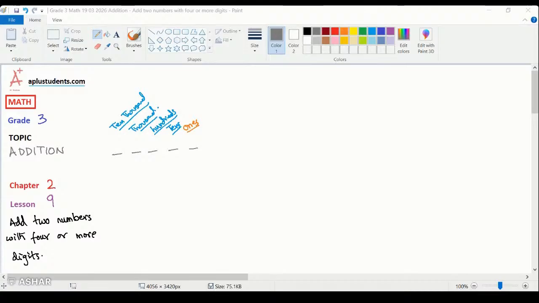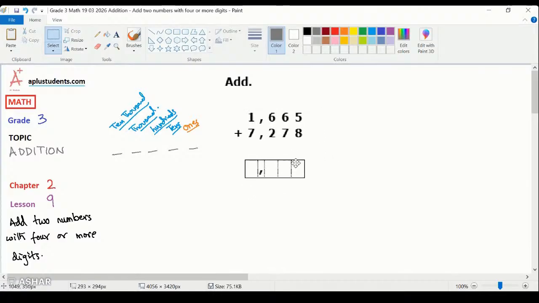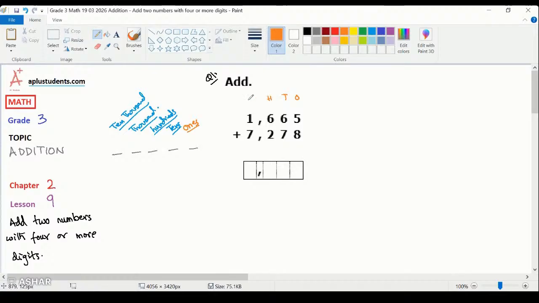Okay, the first question that we have, just a moment please. We have this as a question. Let's say this is the first question given to us. We need to add these numbers together. Okay, so in the first question, what's given to us is we have the ones, the tens, the hundreds, and the thousands position, right?